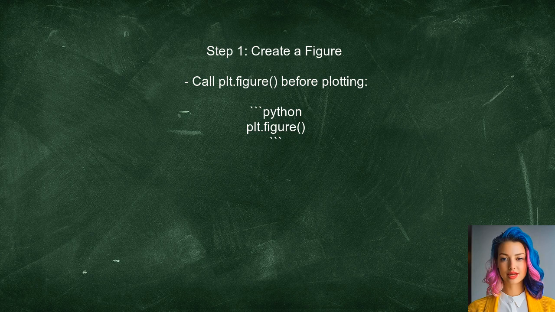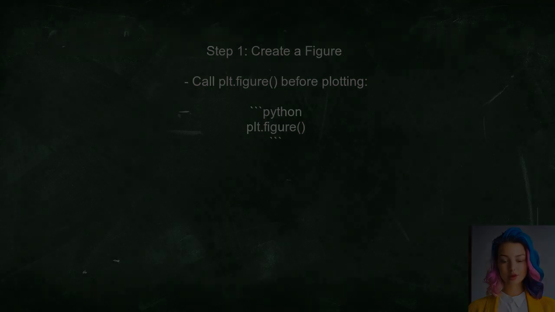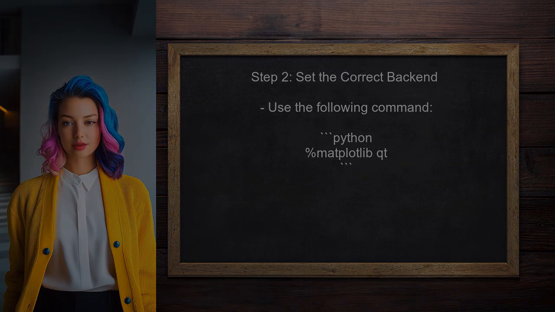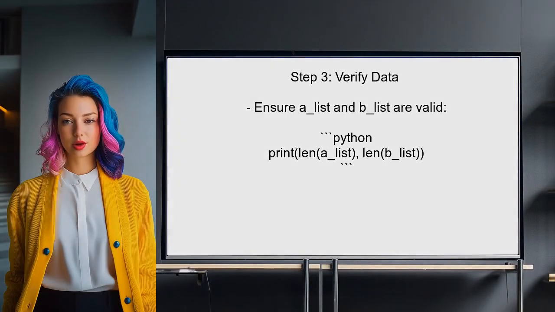To resolve the type error, the user should first ensure that they are creating a figure before plotting. This can be done by explicitly calling the figure function from Matplotlib. Next, the user should check if they are using the correct backend for interactive plotting. Since they are using Jupyter Notebook, they should ensure that the backend is set to Qt. After setting the backend, the user should verify that the data being plotted is valid. This means checking that the lists being passed to the plot function are not empty and are of the same length.